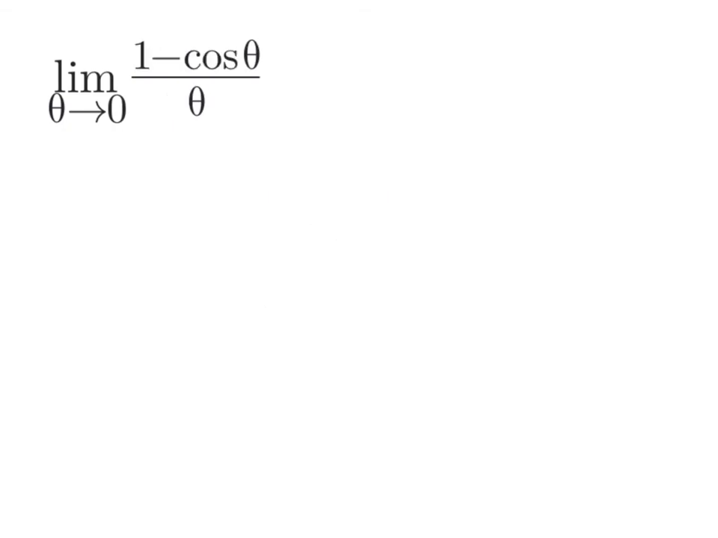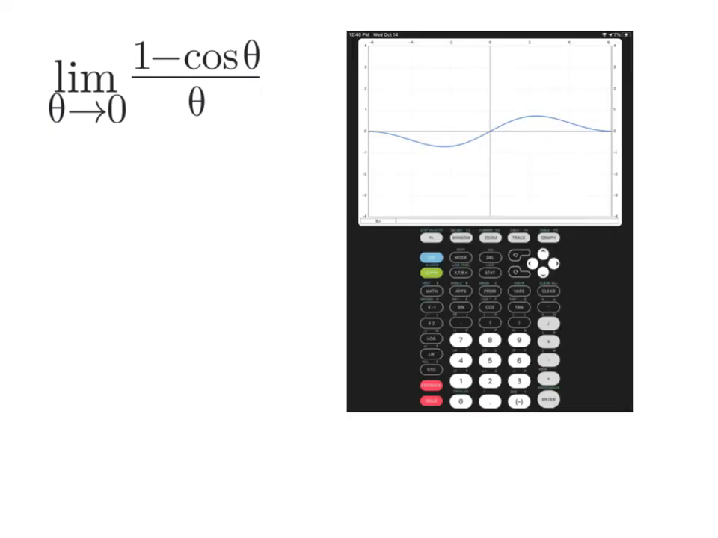Here we have another function: the limit as theta approaches 0 of 1 minus cosine theta over theta. Of course, you could use squeeze theorem for this one as well. I'm not going to. I just wanted to use this as a reminder, really. By now we have a handful of ways that we can evaluate limits. Squeeze theorem is one of them. So is direct substitution. But also we have tables and graphs.